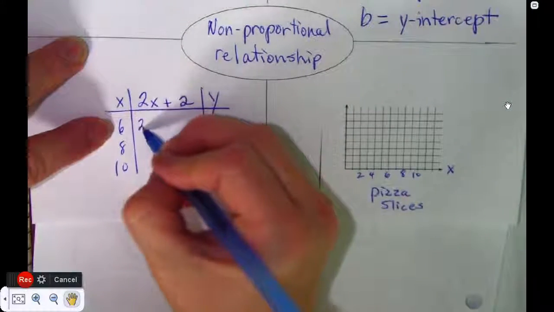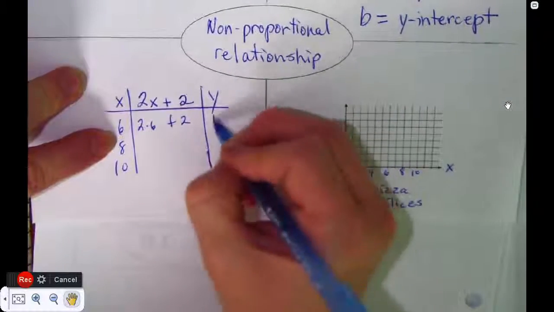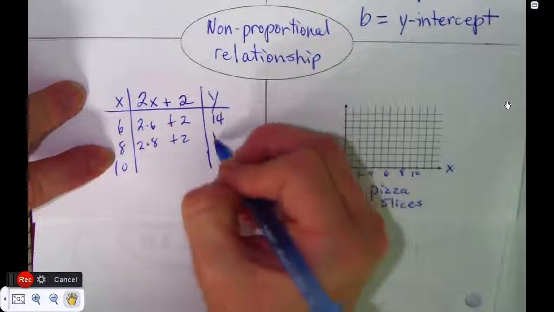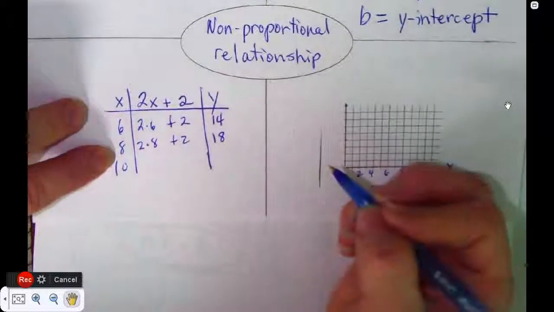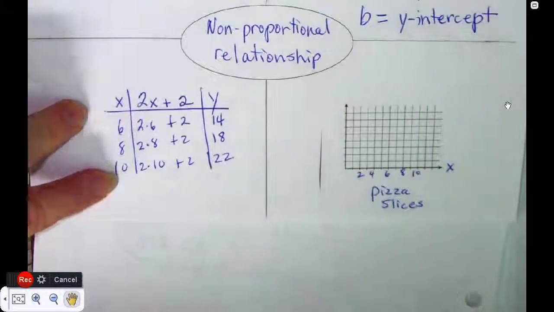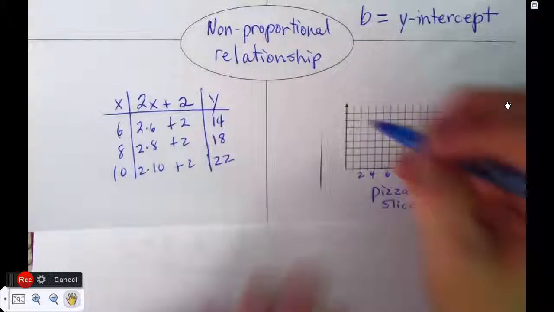It's easy. So 2 times 6 is 12, plus 2 is 14. Good. 2 times 8 is 16, plus 2 is 18. 2 times 10 is 20, plus 2 is 22. Okay, so now looking at these numbers here, what do we want to count by?